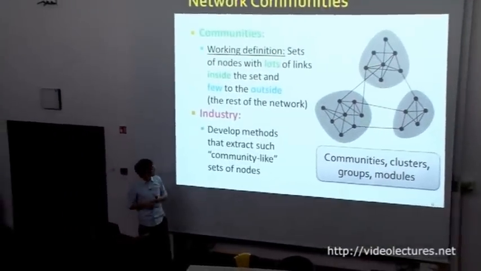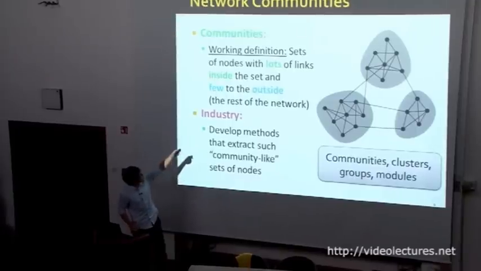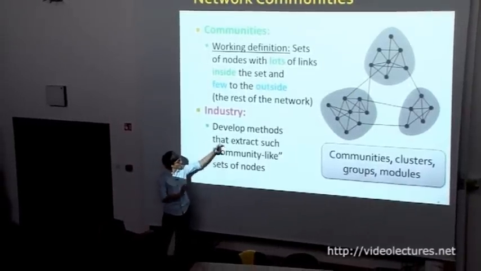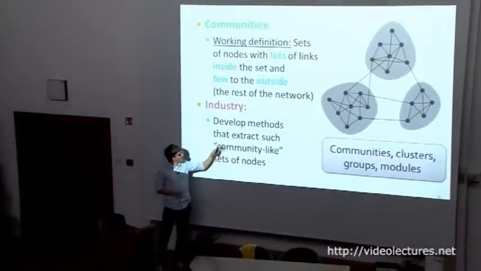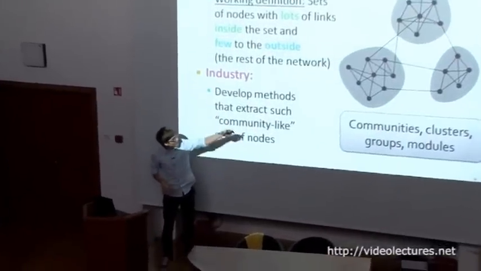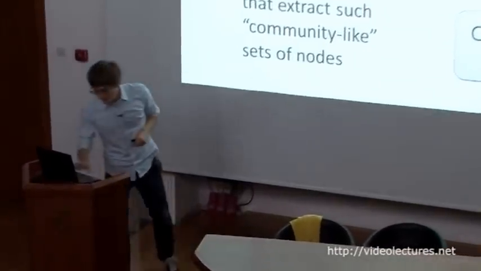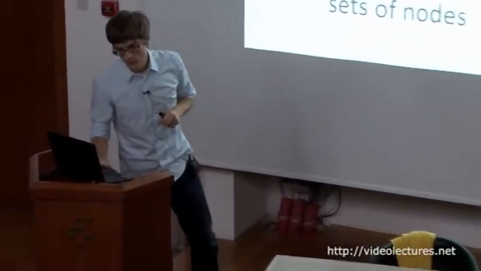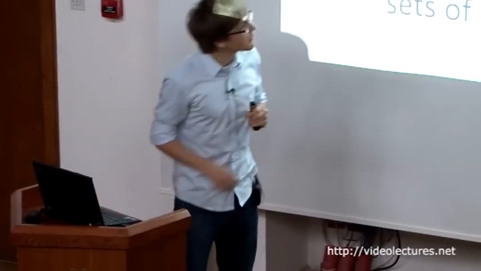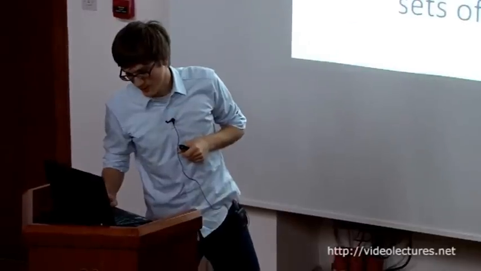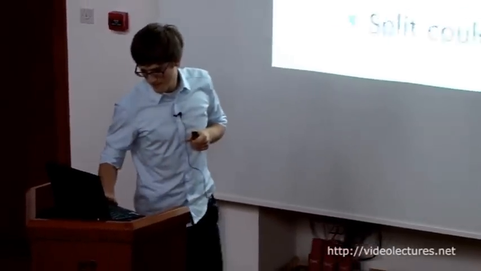There has been a whole scientific industry now around how you take this intuition and transform it into some kind of algorithm that will, at the end, find these sets of nodes that have this property. I will touch on a few of these. So really, my question will be: is this the right way to think about the structure of networks?